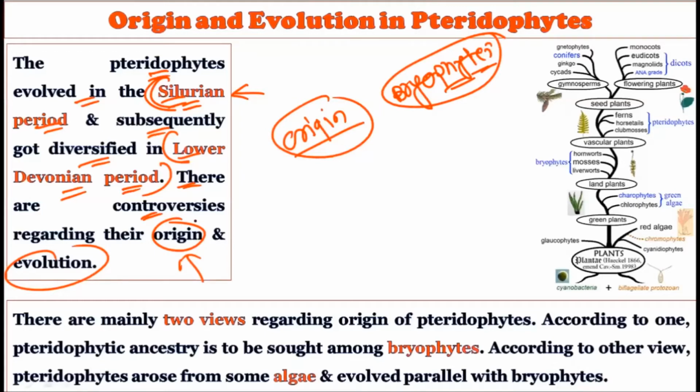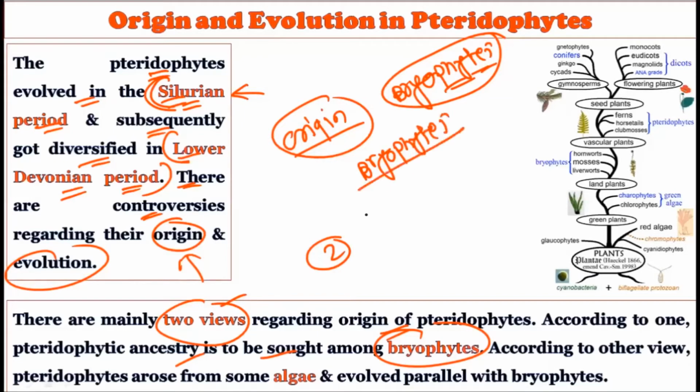All right, now there are mainly two views regarding that. Regarding the origin of the pteridophytes, there are mainly two views. According to the first view, the pteridophytic ancestry is to be sought from the Bryophytes, that is, the pteridophytes originated from the Bryophytes. This is the first view, and from common sense it is the obvious view, because on the evolutionary scale there is algae, then from algae there are Bryophytes, and from Bryophytes the pteridophytes must have evolved as well, right?